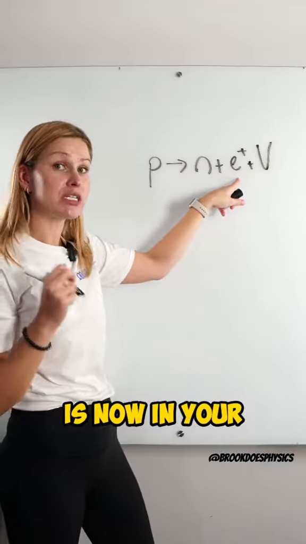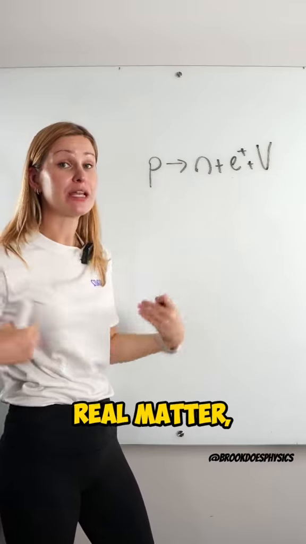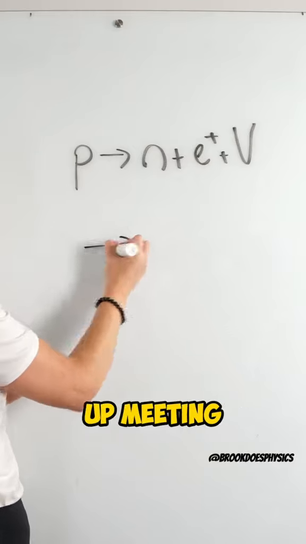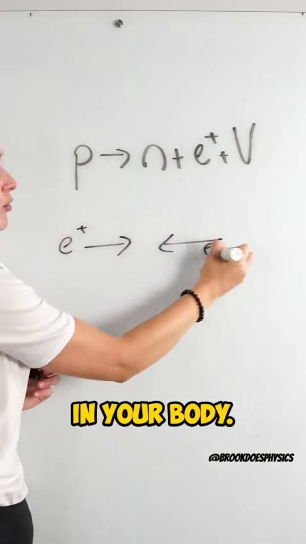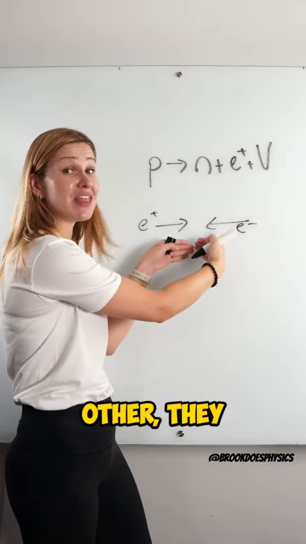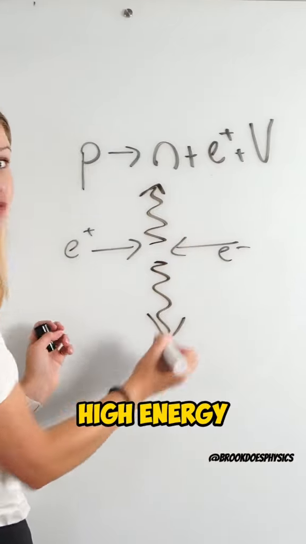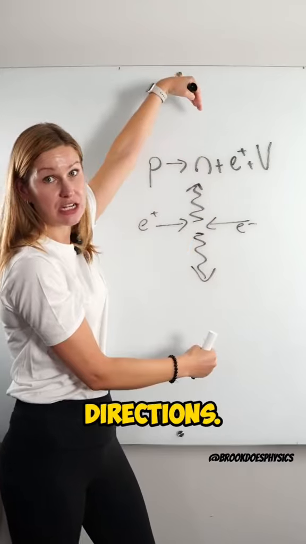So that positron is now in your body. Because we're made of real matter, there's loads of electrons in your body. So that positron is going to end up meeting a real electron in your body. And as soon as they meet each other, they annihilate each other. And they release 2 gamma rays, 2 high energy rays that get emitted in opposite directions.